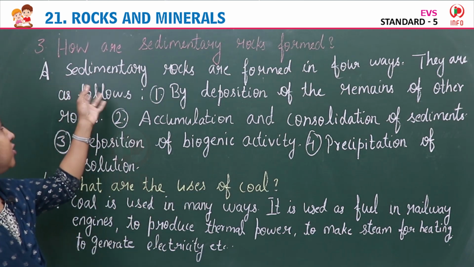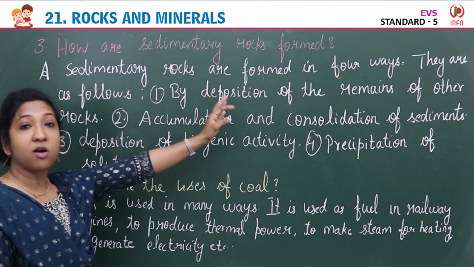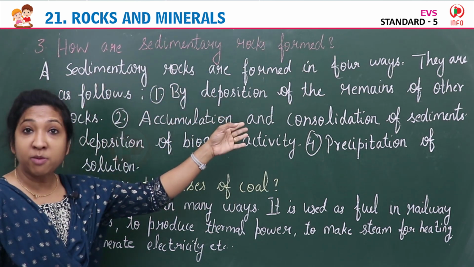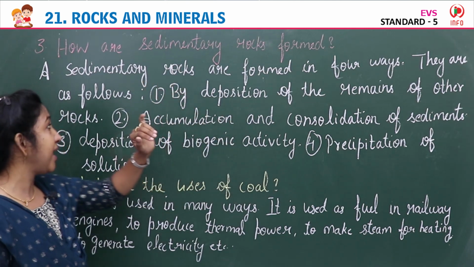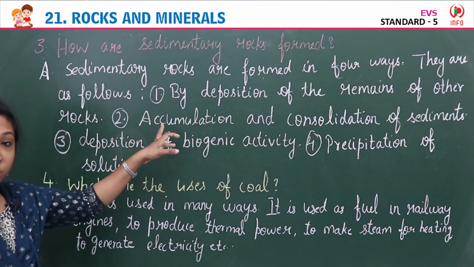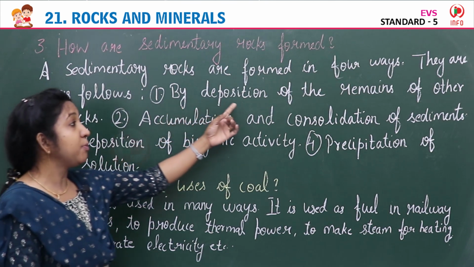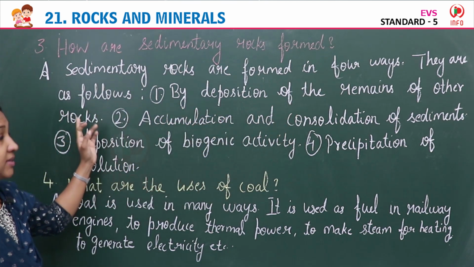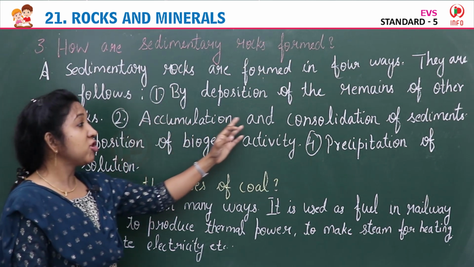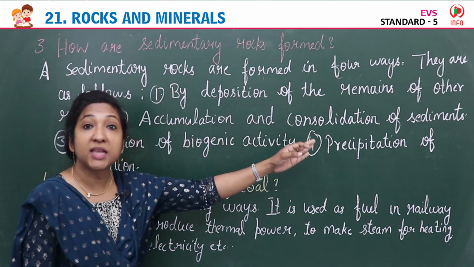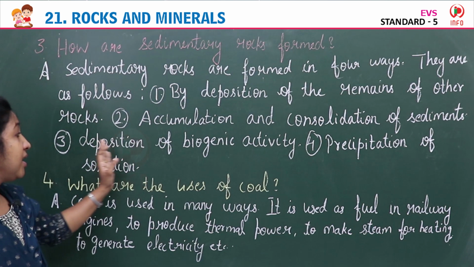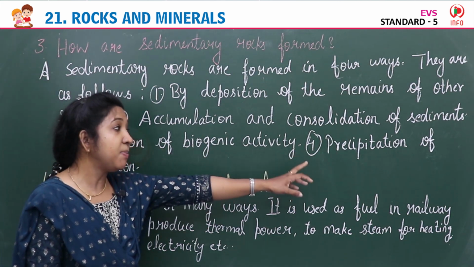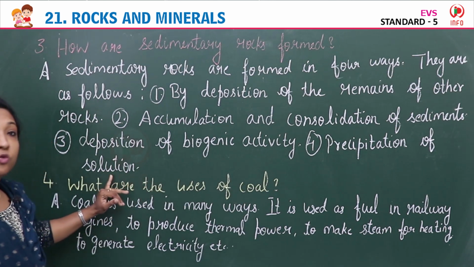So question number 3, how are sedimentary rocks formed? Answer, sedimentary rocks are formed in 4 ways. They are as follows. First one, by deposition of the remains of other rocks. Second, accumulation and consolidation of sediments. Third, deposition of biogenic activity. Fourth one, precipitation of solution.